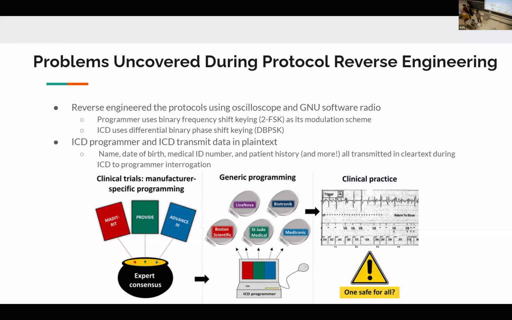These ICDs typically have a programmer that is operated by a doctor. So a patient comes in, and the doctor has a programmer that wirelessly communicates with the ICD so they can adjust the therapy or anything like that. In this paper, the researchers were able to reverse engineer the wireless protocol as well as find the frequency modulation scheme. After doing so with just a basic oscilloscope and a GNU software radio, they were also able to extract name, date of birth, medical ID, patient history, and more, because all of that is transmitted in plain text.